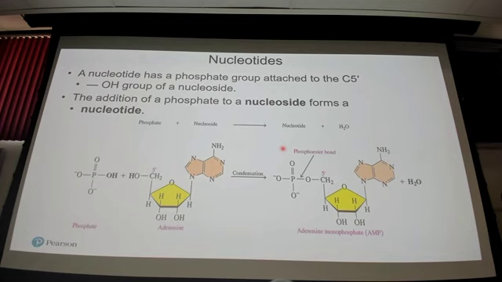Can you say that again? Yes, so the nucleotide contains the phosphate. The nucleoside does not contain the phosphate. So once you add the phosphate group to the nucleoside, you get the nucleotide. And the phosphate group attaches to the 5' carbon shown here of the sugar component. And this molecule is the nucleotide. Any questions?